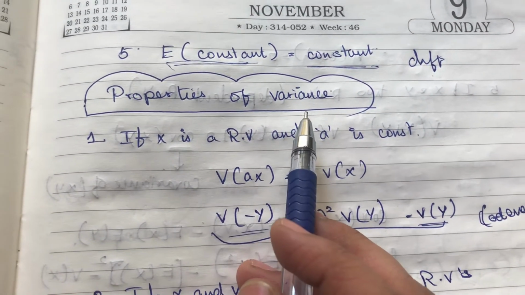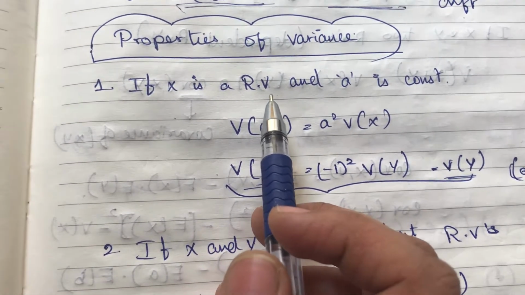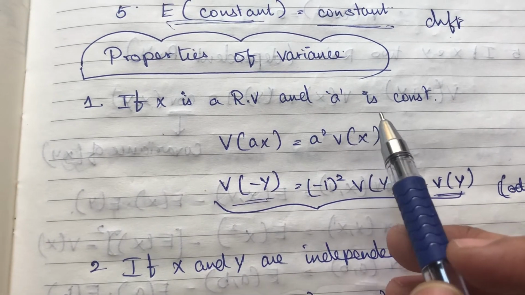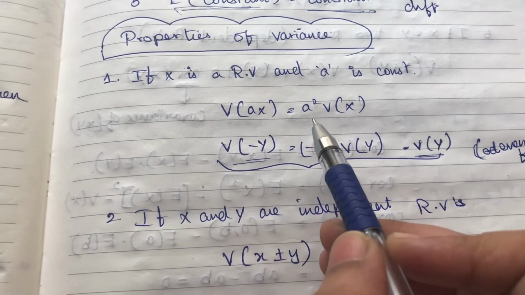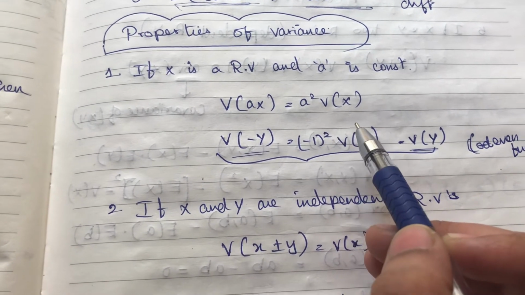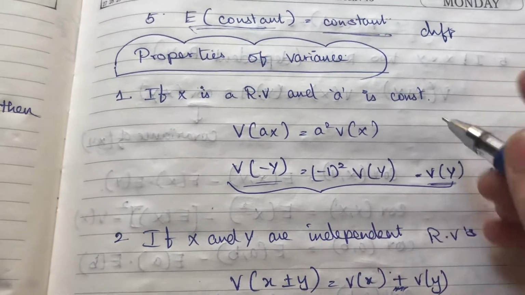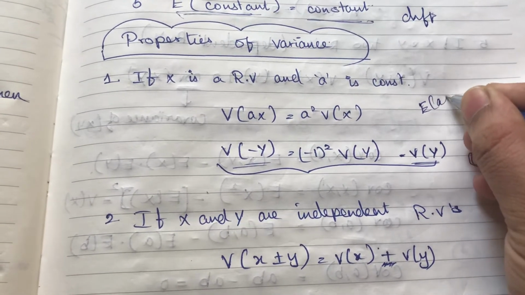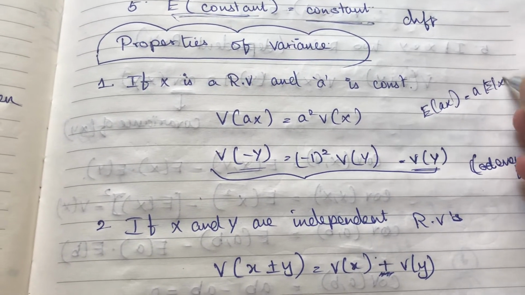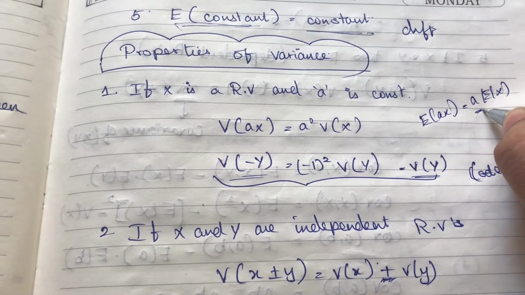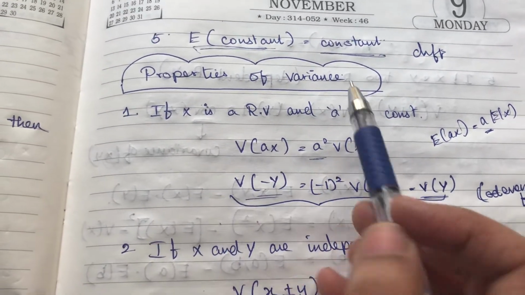Then the properties of variance. If X is a random variable and a is a constant, here V(aX) will be equal to a squared V(X), where you can see the a is squared. But in the case of E(aX), it is only a times E(X), we just need to take the a alone outside, but here a squared will come because it is a variance.